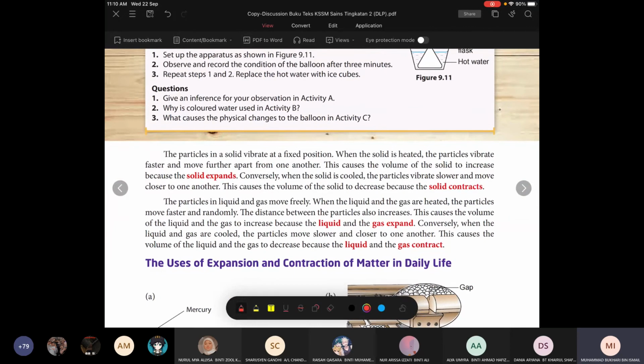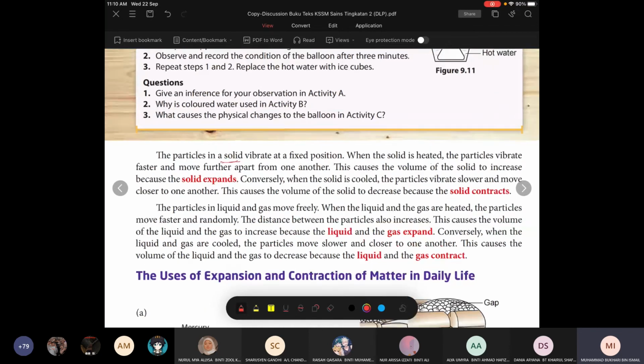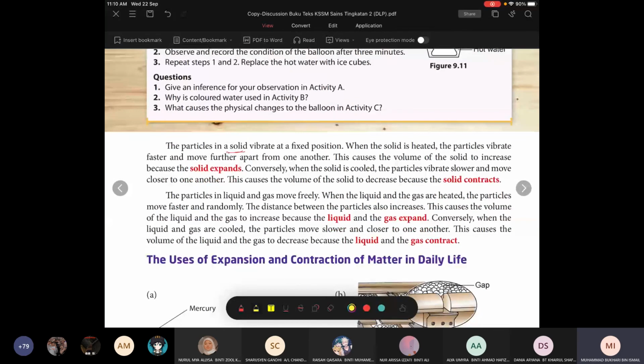Okay, the next thing is, let's read a little bit. The particle in a solid vibrate at a fixed position. Remember, this is solid. Let me highlight it. So it will vibrate at a fixed position. When the solid is heated, the particle vibrate faster and move further apart from one another. This causes the volume of the solid to increase because solid expand.